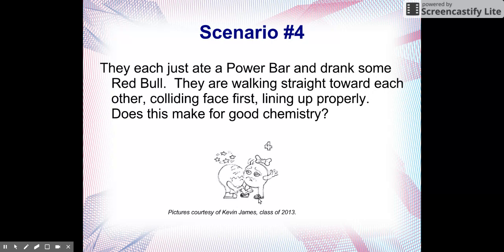And then finally, they each just ate a power bar, so they have lots of energy. They each drank some Red Bull. They're walking straight towards each other, colliding face first, lining up properly. Does this make for good chemistry? And I hope that you can recognize that they have enough energy and the correct orientation to have a proper kiss go off. So as we do kinetics, it's going to get more complicated this week, but the more that you can understand about everything we're talking about in terms of collisions, sometimes kinetics is called collision theory, the better you will be.